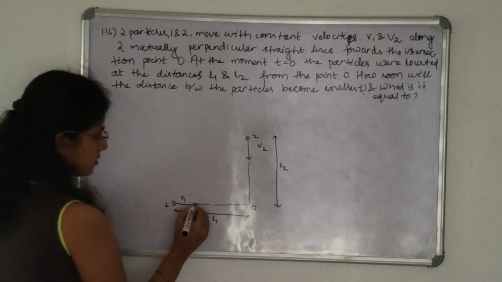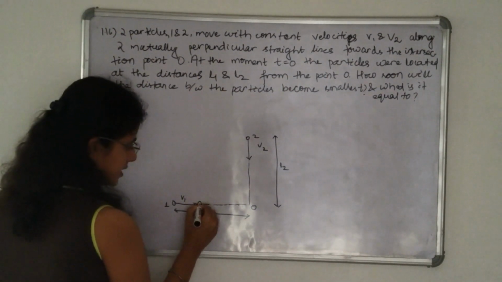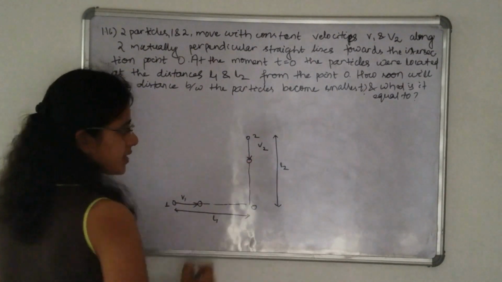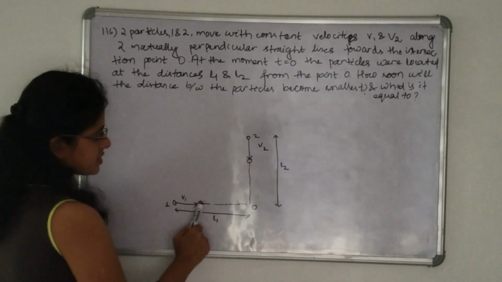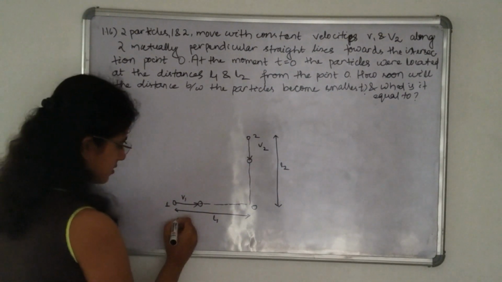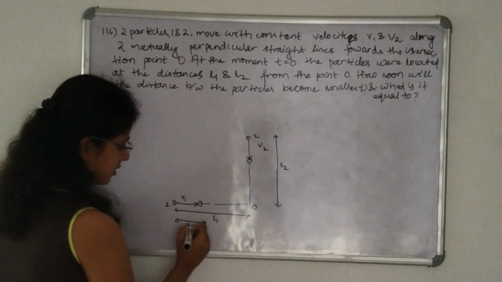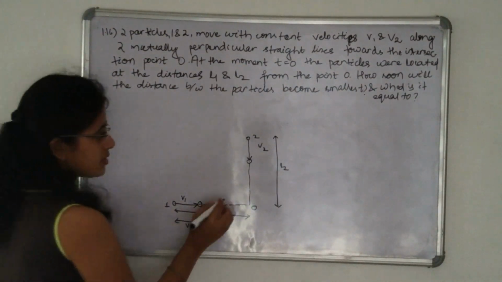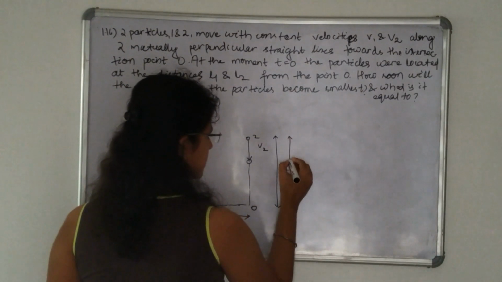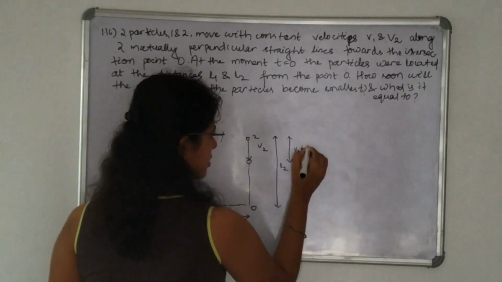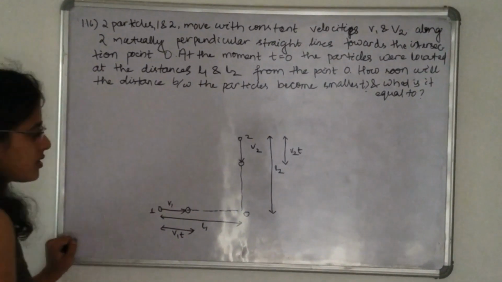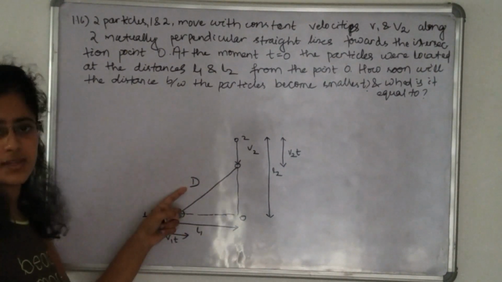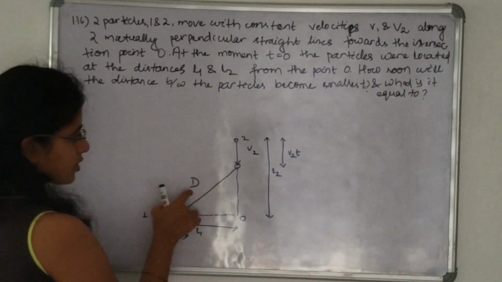After time t, the first particle will be at this position and the second particle will be at this position. So how much distance does this particle cover? v1 into t, that is velocity into time. How much distance does this particle cover? v2 into t. Let us take the displacement, that is the minimum distance between these two particles, as d. So how can we calculate this d?